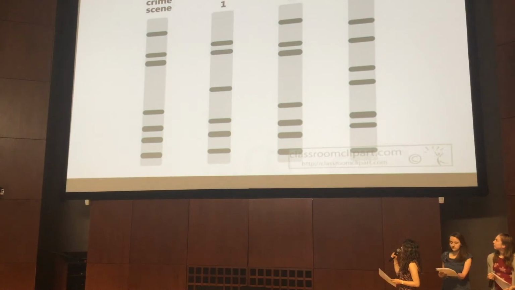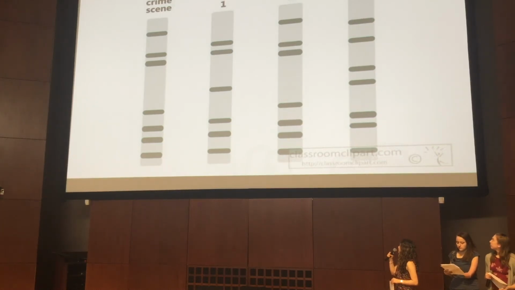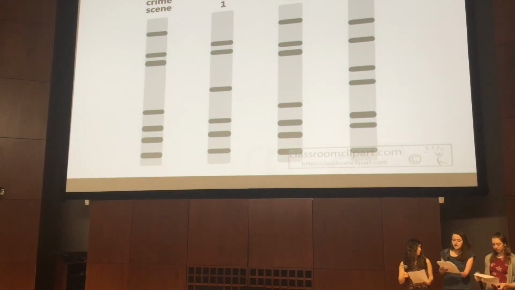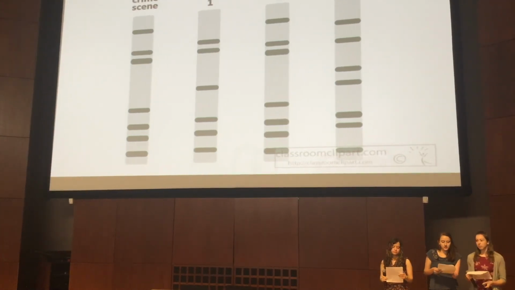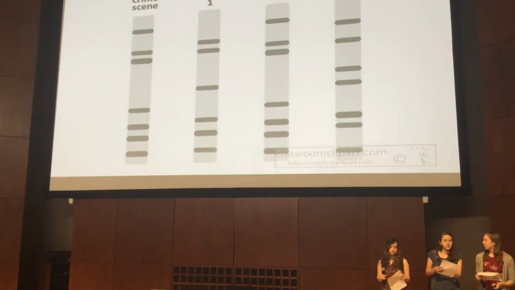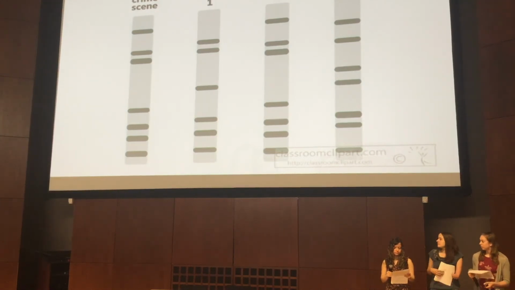And suspect 2 matches the crime scene, so we can say that suspect 2 is likely to have been the murderer. Since we now know who the murderer is, we will inform the police of our findings. Suspect number 2 will remain in custody, and our gel electrophoresis DNA data will be kept on file to be presented during his trial and sentencing.